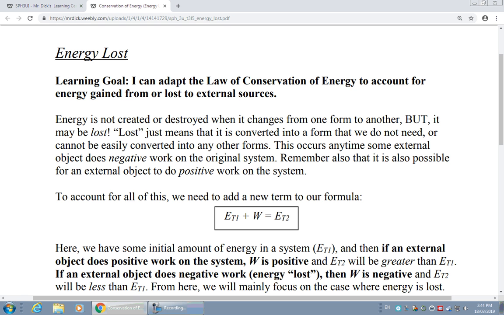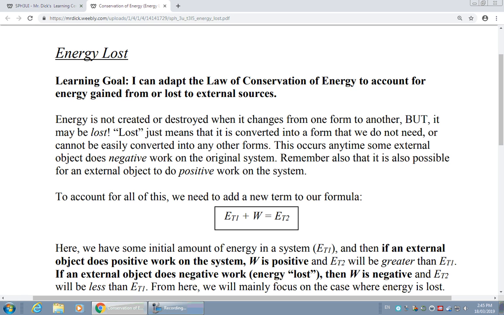And this is occurring anytime something does some negative work on the original system. So for example, when we were dealing with gravitational and kinetic energy, we started with simple examples. So maybe something like a skydiver jumping out of an airplane. And up until now, we've focused on just the skydiver itself falling through the air, so we'd really just talk about their gravitational energy and their kinetic energy that they converted into.